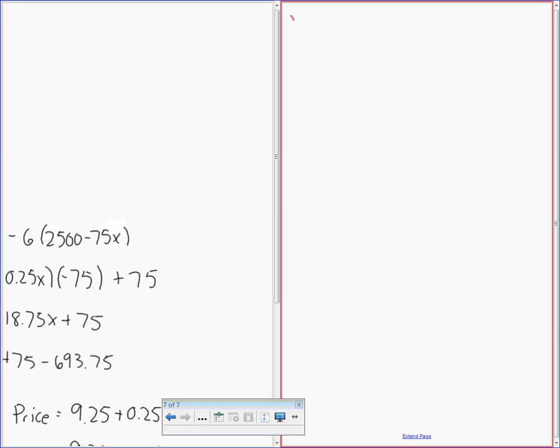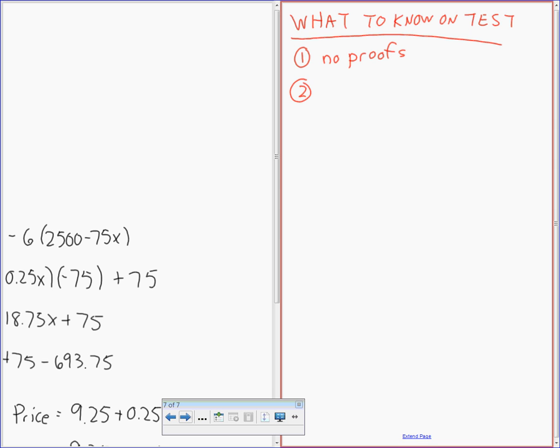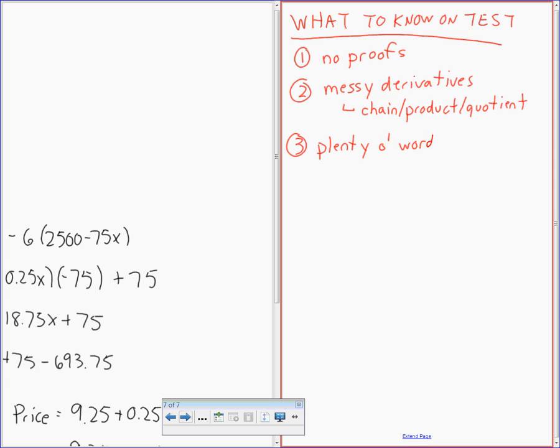Okay, so here's what to do on the test. For tomorrow, number 1 is no proofs. I've decided against it. Number 2 is going to be messy derivatives. Those are going to be chain, product, quotient, combined in as many awesome ways as possible. Number 3 will be plenty of word problems. And in the textbook, basically any question we did for homework in the last week you'll be responsible for.